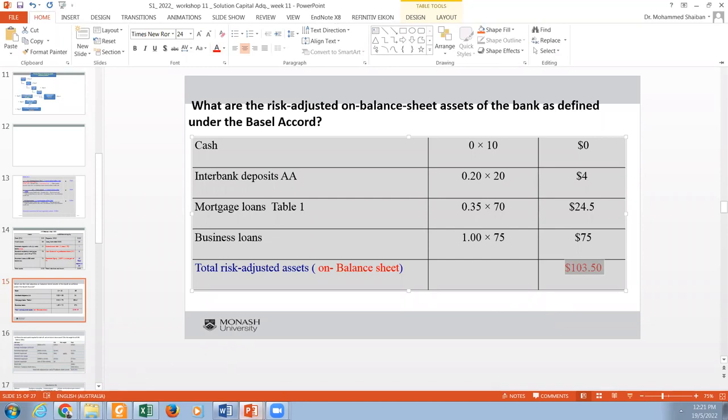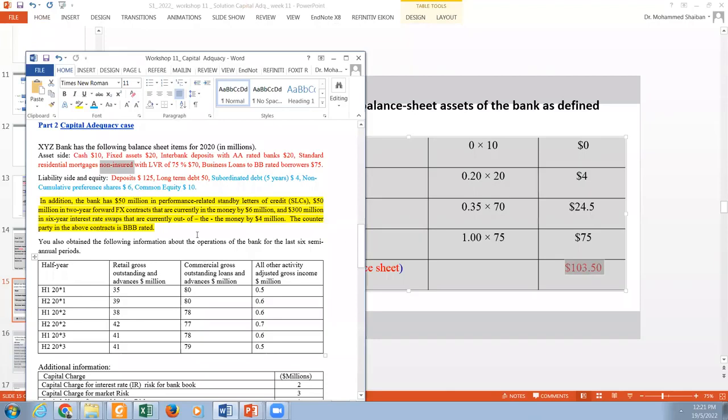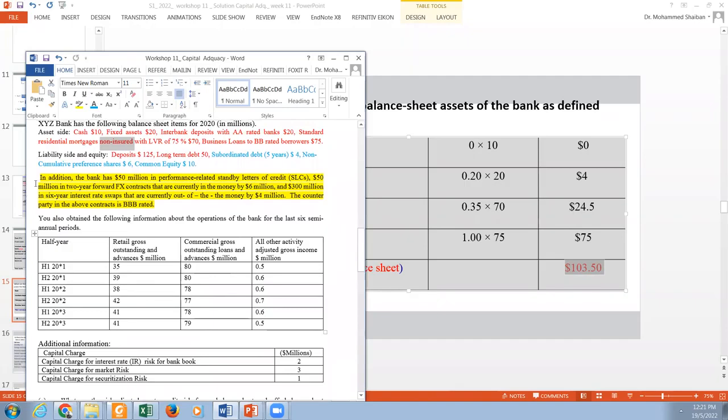The problem is now I have to go for the off-balance sheet. Now, off-balance sheet can be a little bit confusing. Remember, when we talked about off-balance sheet in week 9 and week 10, we talked about market-related and non-market-related. Market-related is the derivative contracts, and non-market-related is the other contingencies like the letter of guarantees, performance-related standby letter of credits, and all those issues.